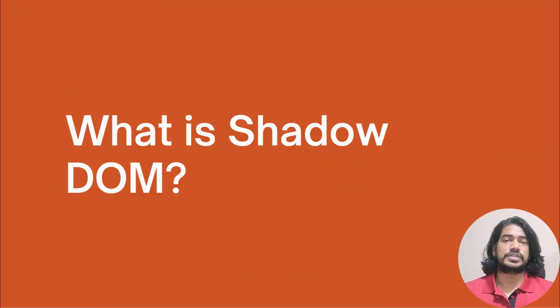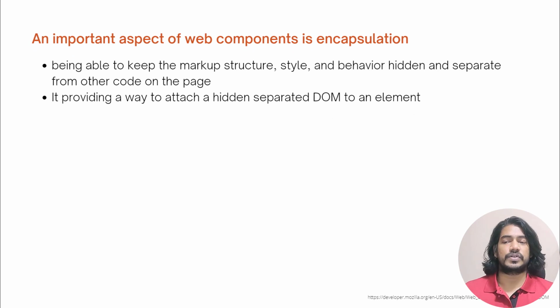So the first obvious question is, what is shadow DOM? An important aspect of web components is encapsulation. Being able to keep the markup structure, style, and behavior hidden and separate from other code on the page. It provides a way to attach a hidden, separate DOM to an element. What is this in real? I will tell you while doing the code.